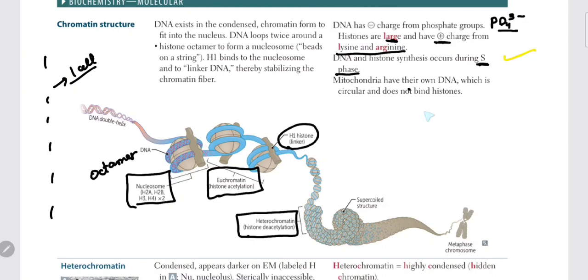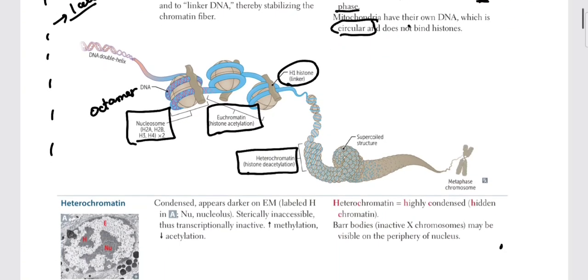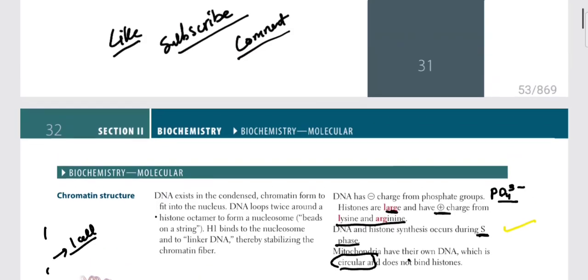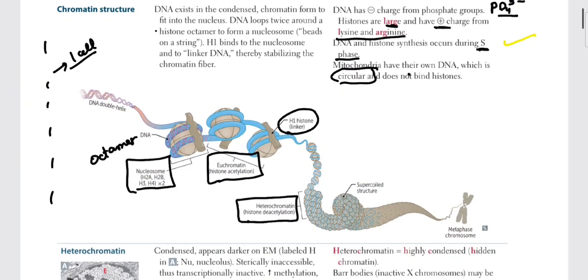Mitochondria makes its own DNA, which is circular, and it does not bind histones. We need to remember this because they could ask you a question regarding which histone proteins mitochondria would bind to. So we could say that it does not bind to histones. This could be a trap question in Step. Obviously it would not be this easy.